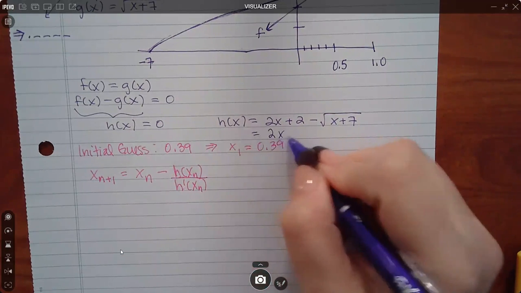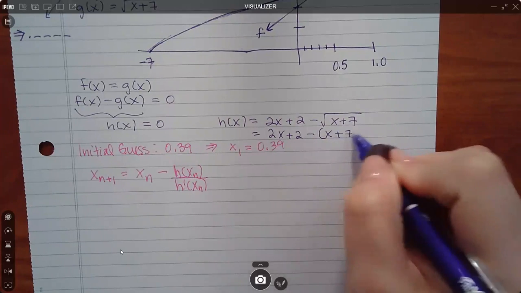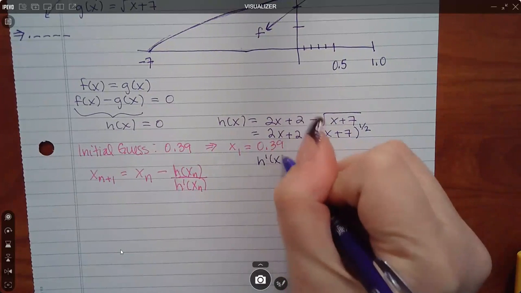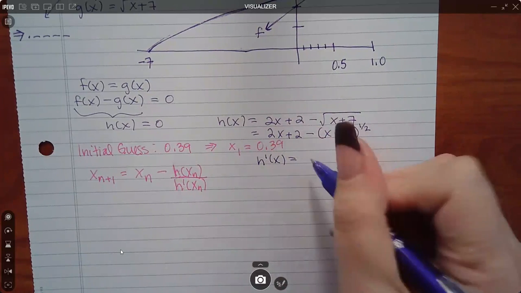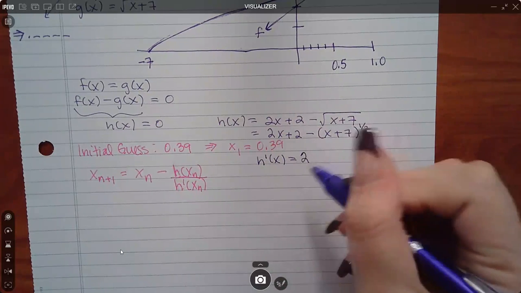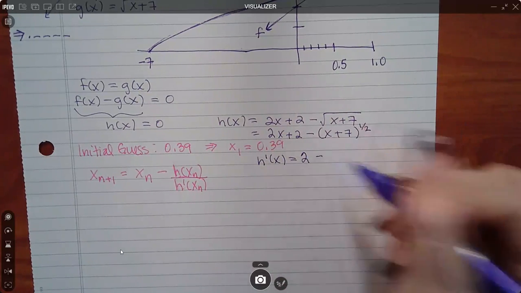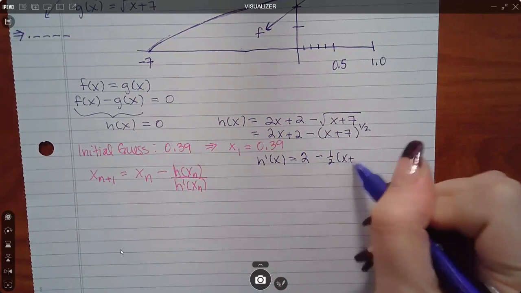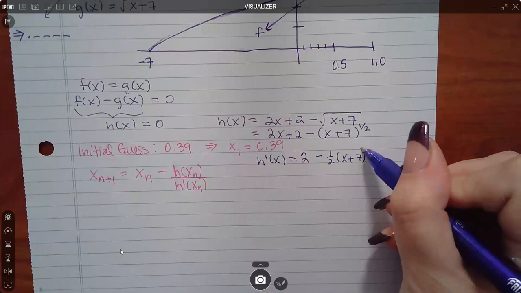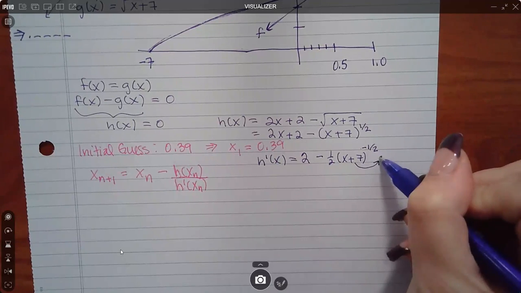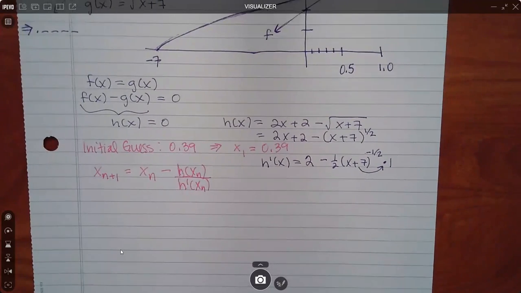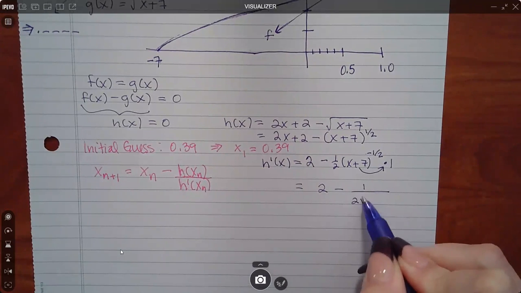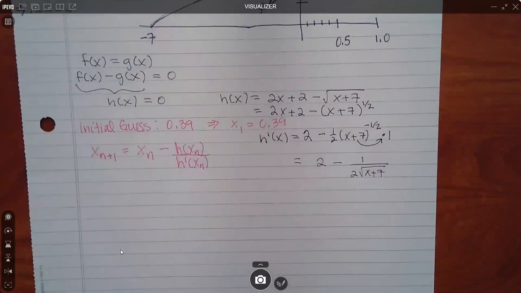Now I'm going to rewrite h first as 2x plus 2 minus x plus 7 to the 1/2 power, right? When I go to find h prime, what's the derivative of 2x? 2. What's the derivative of 2? 0. So minus, and then what's the derivative of this? 1/2, x plus 7 to the negative 1/2. And then yes, the chain rule, but it's just times 1, right? So if I clean that up, it's going to be 2 minus 1 over 2 square root of x plus 7, okay?